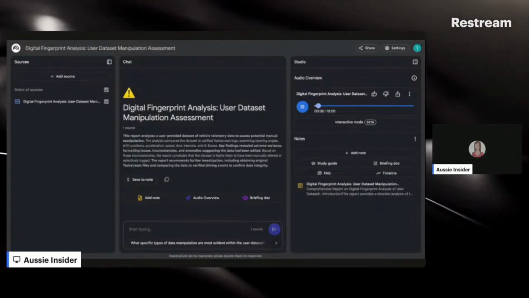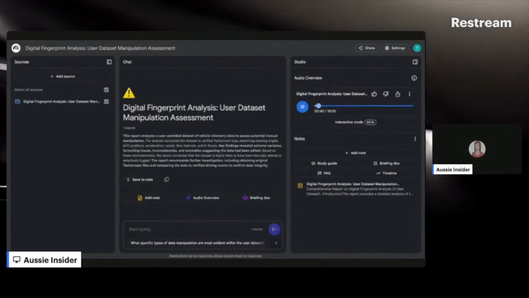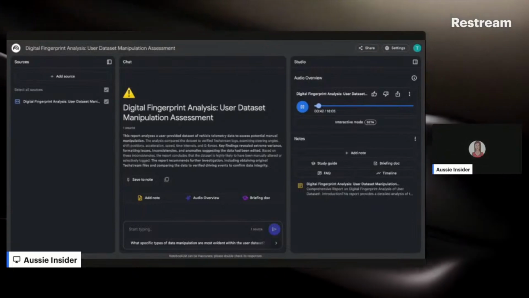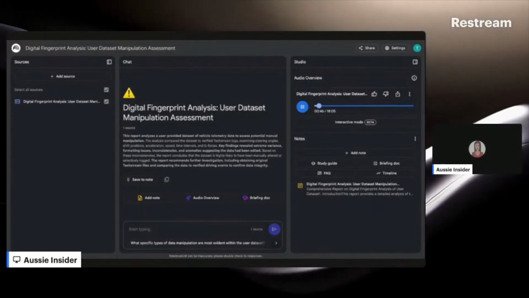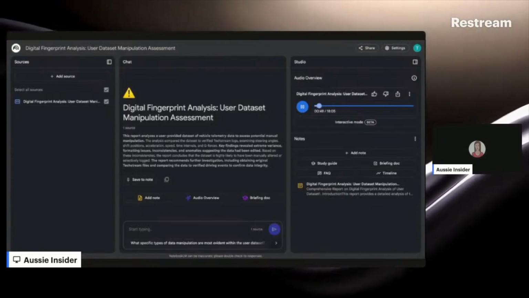So we've got to figure out what's going on. Put on our detective hats, examine the evidence. Exactly. Look for those inconsistencies. See if we can get to the bottom of this digital mystery. All right, let's dive into the steering data first.